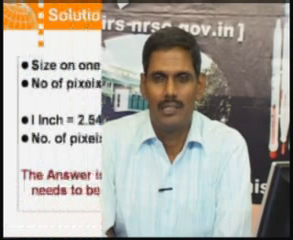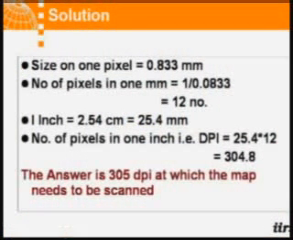Okay. Suppose I say the size of 1 pixel I have given is 0.083. It is not 0.8033, it is 0.083.